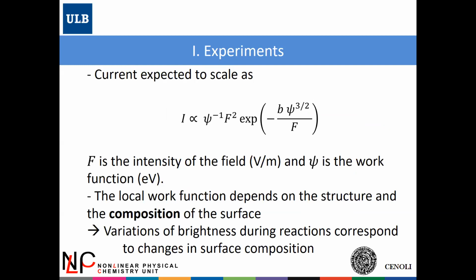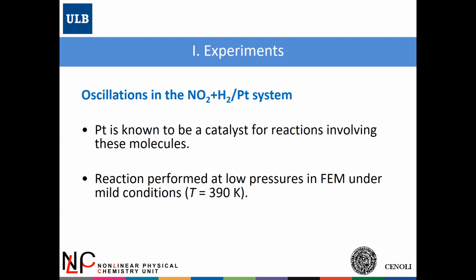Since the currents can be converted into images, what you will see are images where you have different brightness at some places, and the brightness is directly proportional to the current. This means that variations of brightness in the images can be related to variations of the chemical composition on the surface. As I said, I don't have so much time, so I will focus on one example, which is the case of oscillations that we have been observing in the NO2 plus H2 on platinum system.